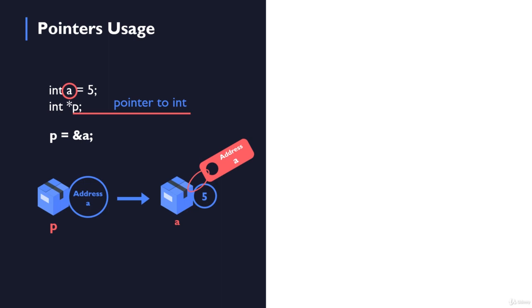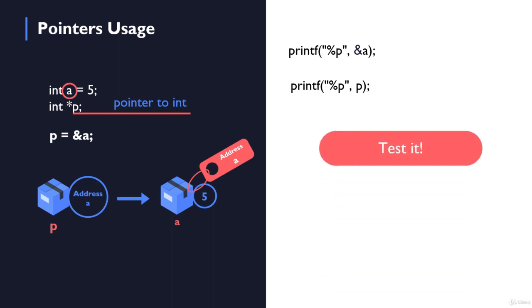So by using P, we can access variable A since we know all of its coordinates. And we can test it out by printing the address of A. Let's print the address of A, and try this one also on your own. If you also try to print the value of P, you will see that both of them print the same result to the screen, because P holds the address of A. Basically, that's the main concept of pointers.